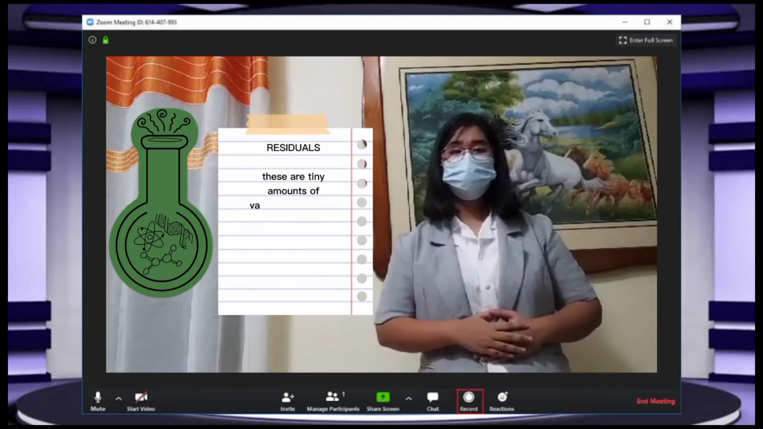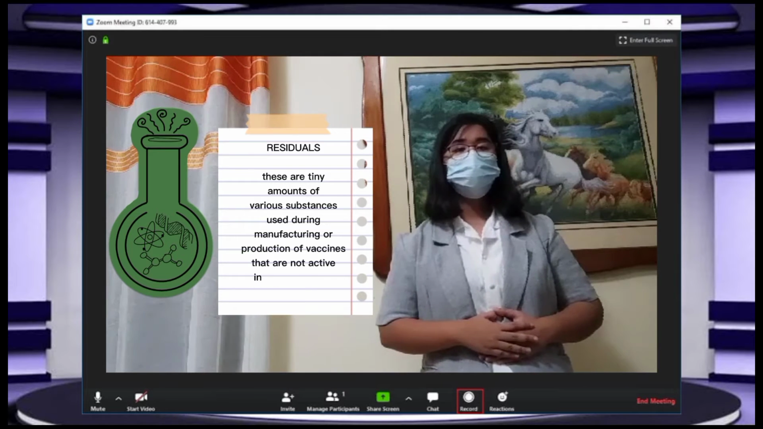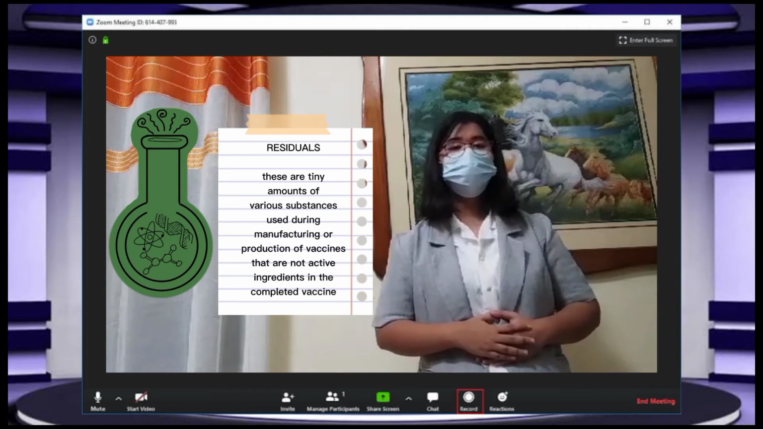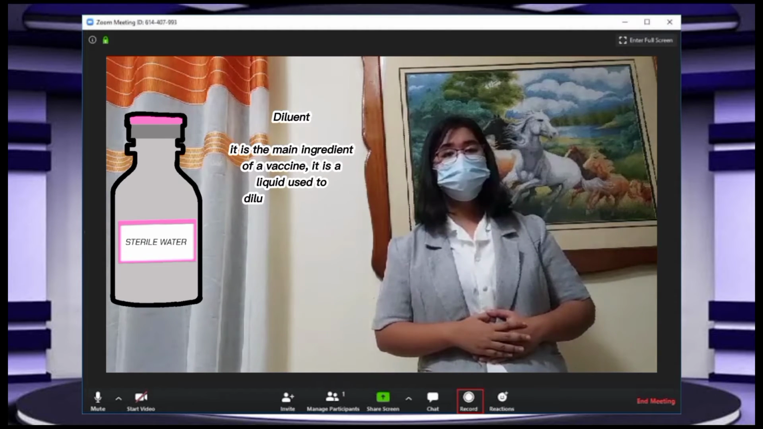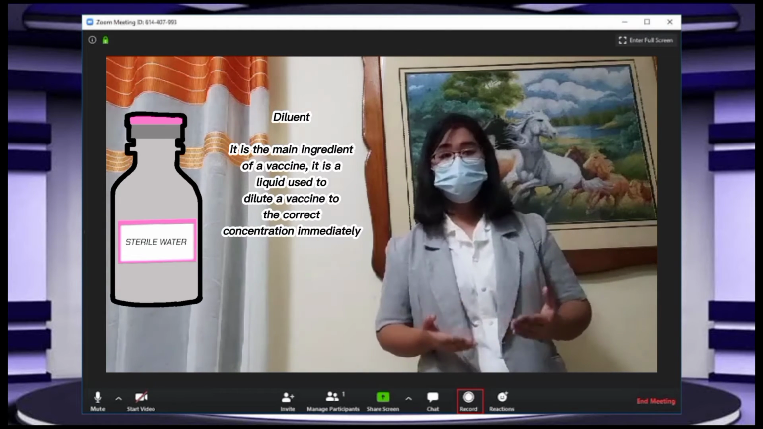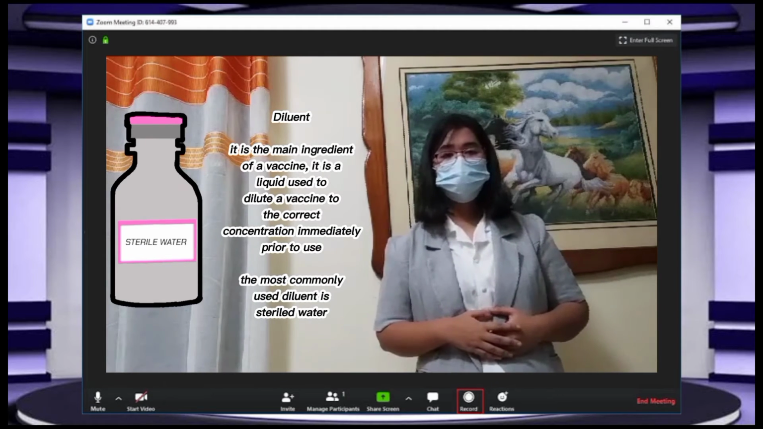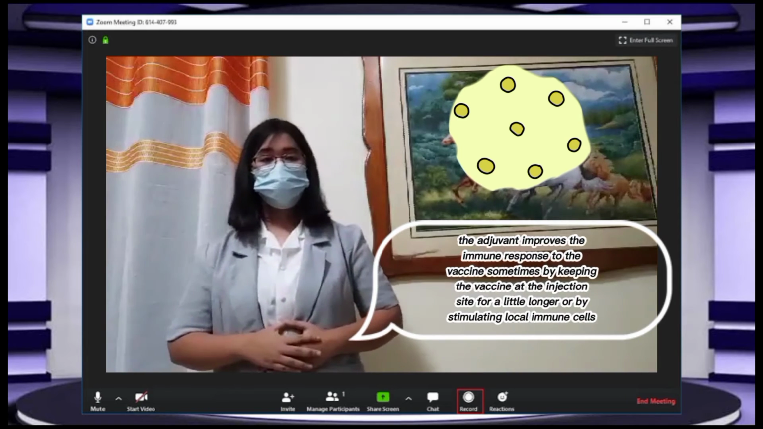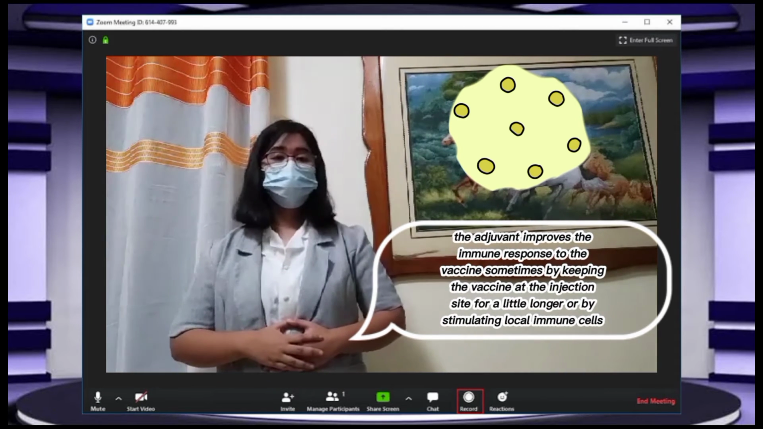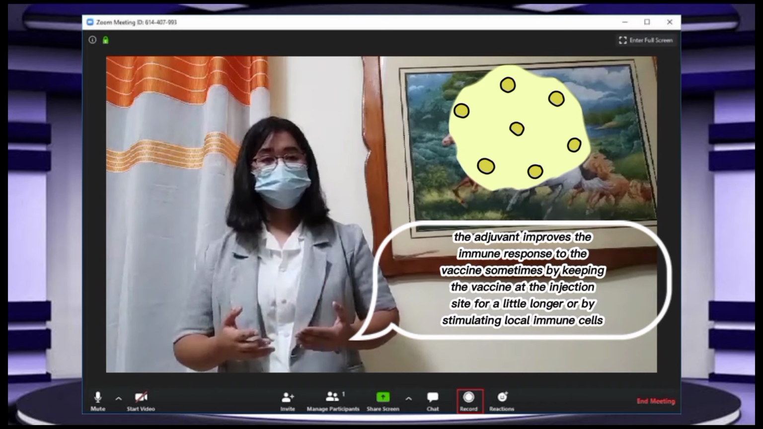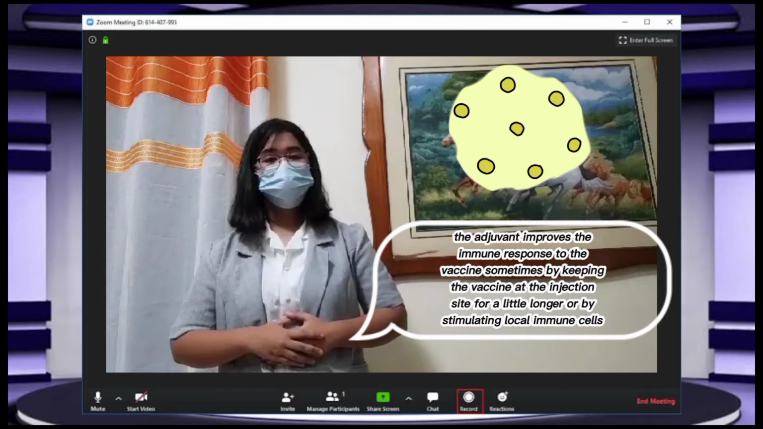Residuals. These are tiny amounts of various substances used during manufacturing or production of vaccines to turn out the active ingredients in the completed vaccine. Diluent. It is a liquid used to dilute a vaccine to the correct concentration immediately prior to use. The most commonly used diluent is sterilized water. Adjuvants. Some vaccines also contain adjuvants. An adjuvant improves the immune response to the vaccine, sometimes by keeping the vaccine at the injection site for a little longer, or by stimulating local immune cells.